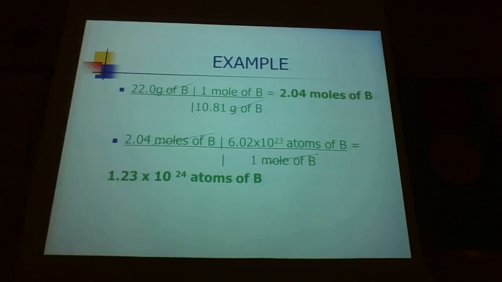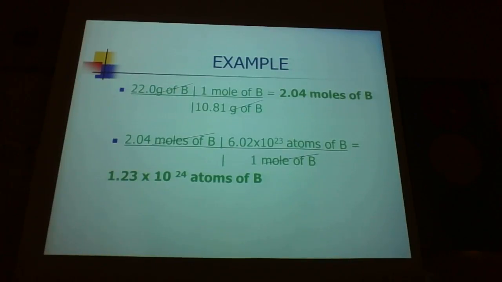I'm going to start with my 22 grams, and I'm going to do my dimensional analysis. So 1 mole goes above the line, and 10.81 grams of boron goes below the line. Now, the reason why is because I'm trying to cancel out grams. I don't want grams anymore, I want moles. So I take my 22, divide by the 10.81, that gives me 2.04 moles of boron.